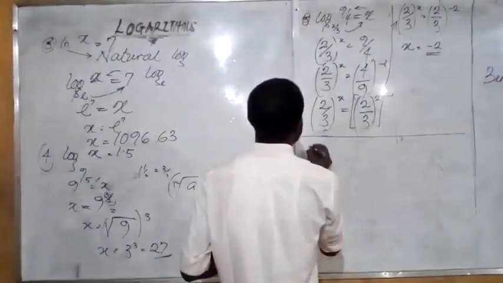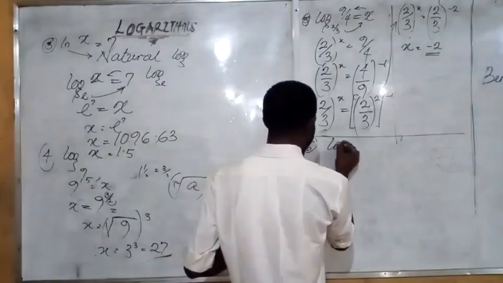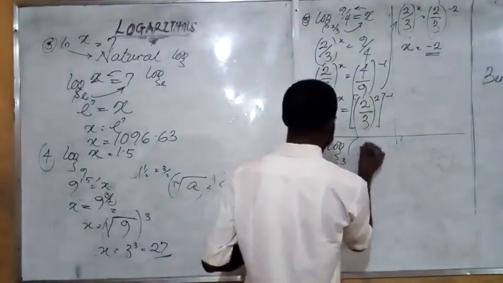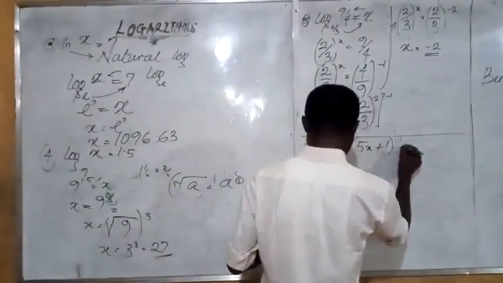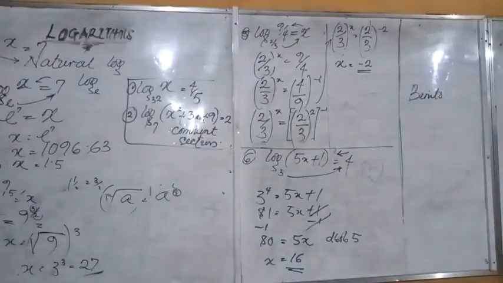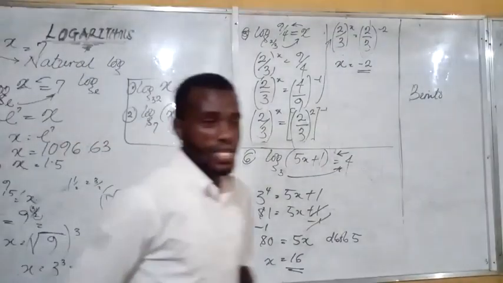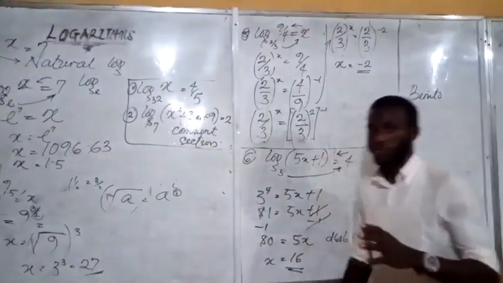Let's start with the last question. Number 6 is log to the base of 3 of 5x plus 1 is equal to 4. Alright, pardon me, there was an alteration in the video, so I didn't know that the video had stopped.